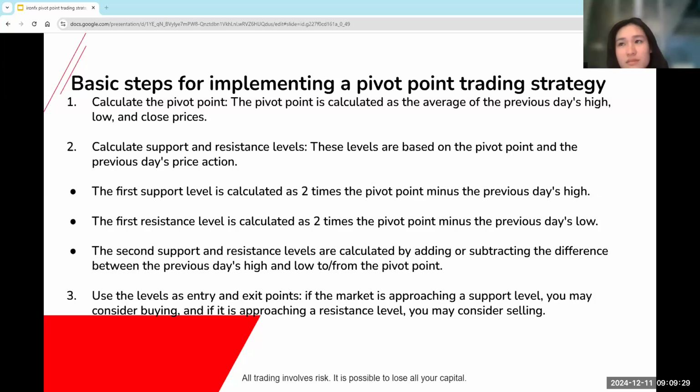Normally, depending on what software you're using to trade, like MT4 or TradingView, these levels are calculated for you. This is just the background on how these pivot levels are calculated.